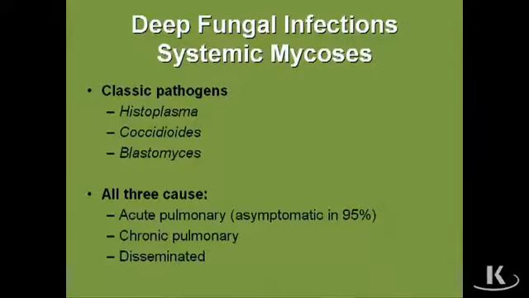Now, what's interesting is that most of the time when a healthy person comes in contact with the systemic fungal infections, it's asymptomatic. Now, a few people will present with an acute pulmonary infection, or it may perhaps go chronic. And then, of course, what we really worry about is a disseminated fungal infection. That typically is going to happen in someone that's immune compromised.